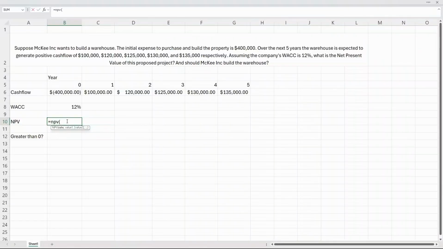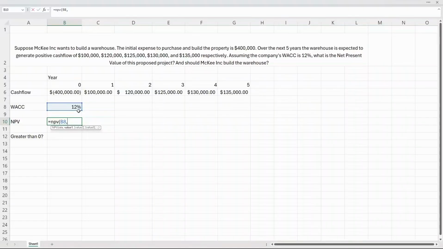So Excel is helpfully displaying the parameters we need to enter into this function. The first one is rate. This is our interest rate. So our interest rate is the WACC. It's that 12%. We could enter in 12% or we could use cell references. I'm going to use cell references because that's better practice in Excel. And we would just either click on B8 or type in B8 and Excel will just draw from whatever we entered as our WACC. Now we go comma, and we're entering values.